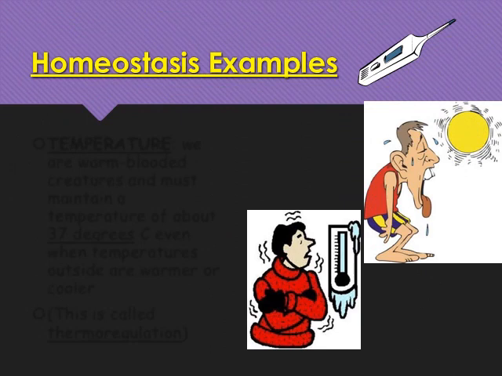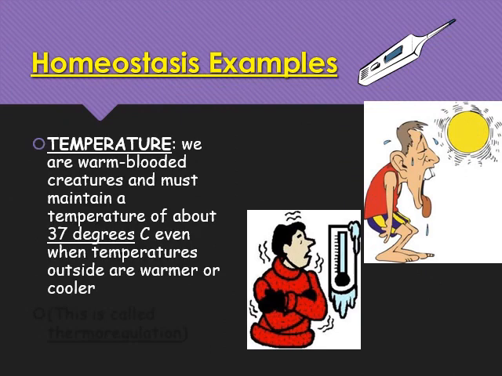So first example would be temperature. Not every single animal does this, but humans do. We are warm-blooded creatures, and we maintain a body temperature of about 37 degrees Celsius. That's equivalent to 98.6 degrees Fahrenheit.